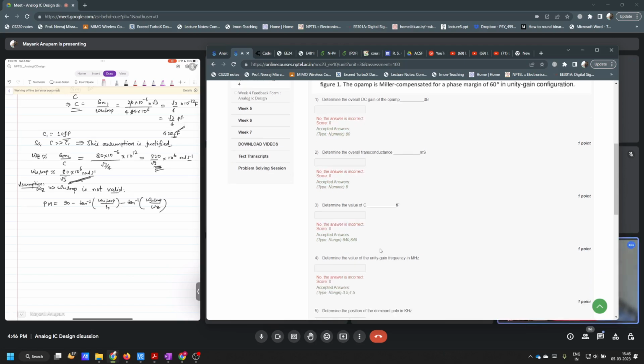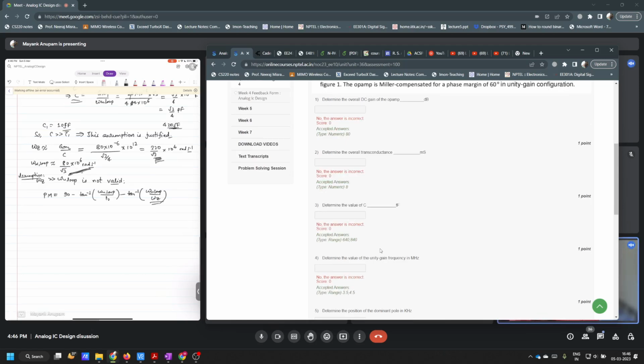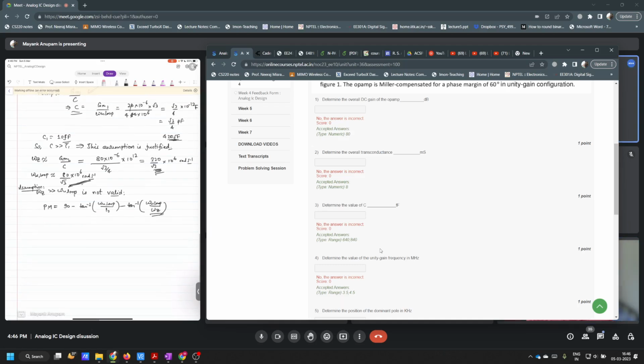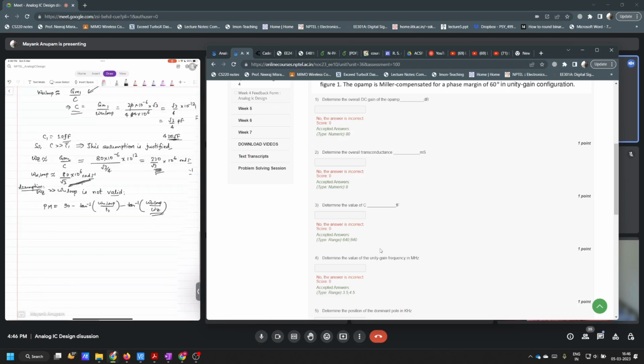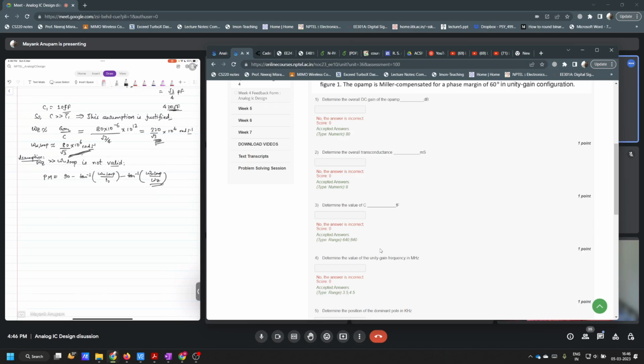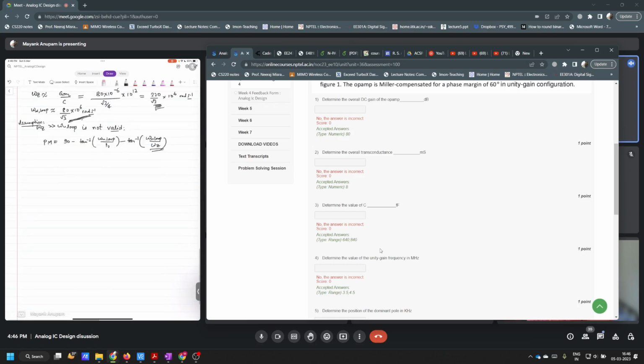You'll have to take into consideration the effect of omega z. Sir, omega u loop equals gm1 by C, and omega z equals gm2 by C. So it comes to be gm1 by gm2, tan inverse of 20 by 80, tan inverse of 1 by 4, that is approximately 16 degrees.